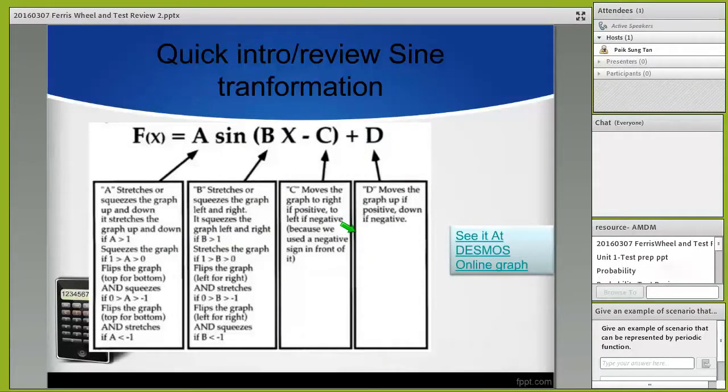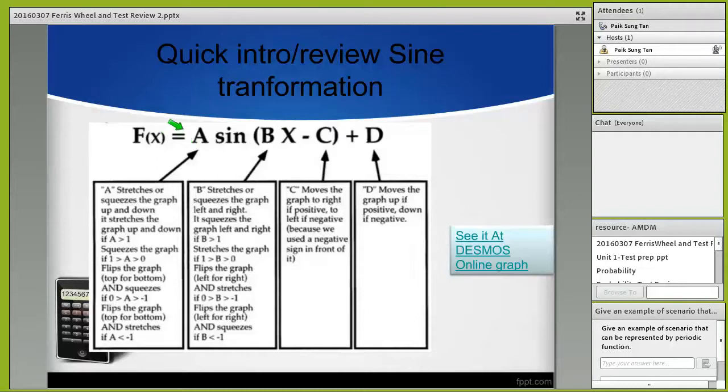in the content. All right. So the next part of the review or extension of the explanation that I'm going to show is a quick intro or review of sine transformations. You need this information to help you do well in your test and quiz. The sine function can be transformed, meaning you can make it big or small, taller, shorter, or move left or right by changing the parameters of the function.